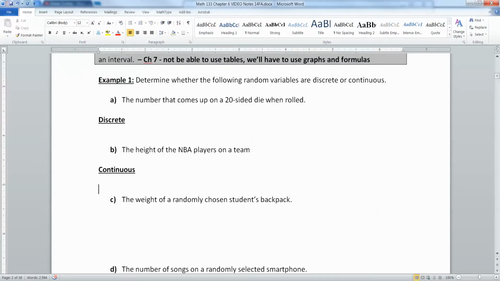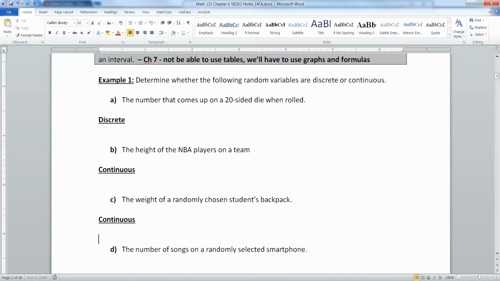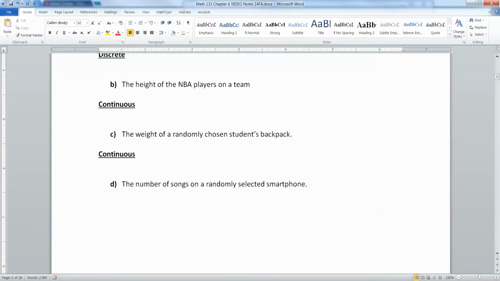If you could just have a fine enough tape measure with more and more decimal places, then you get better and better measurements of height. Same thing with weight. The weight of your student's backpack is definitely continuous, because if you could just get a better scale, you could get more decimal places of accuracy for that measurement. If you can have more and more and more decimal places, that's continuous.